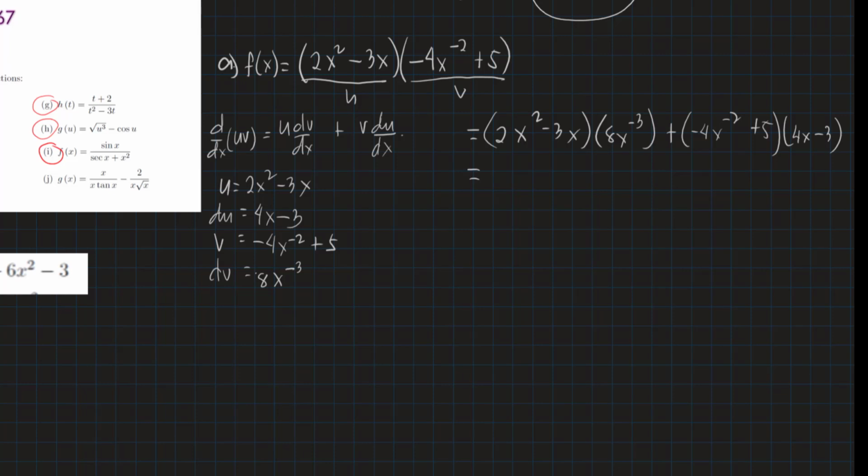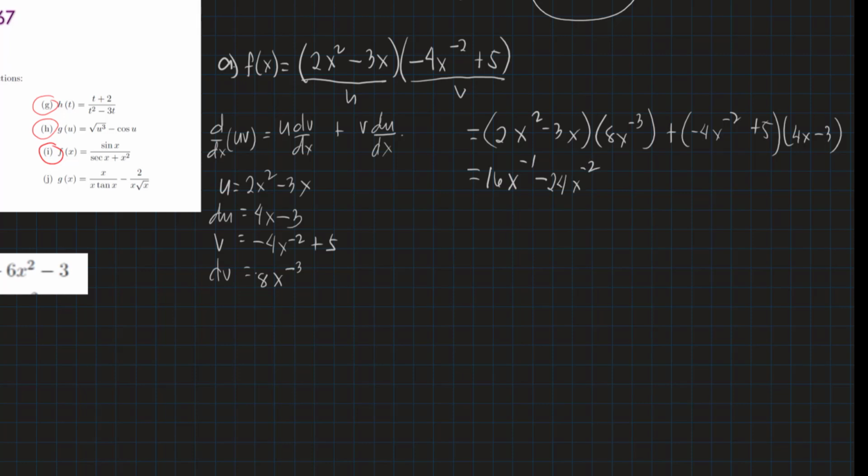So distribute lang natin to. Remember that when we are multiplying, ang gagawin lang natin dito, i-add natin yung exponent. Okay? So this is 8 times 2 is 16. Then x squared times x raised to negative 3, mag-add lang tayo ng exponent dyan. So 2 plus negative 3 magiging negative 1, x raised to negative 1. And then, negative 3x times 8x raised to negative 3 is negative 24x raised to negative 2.